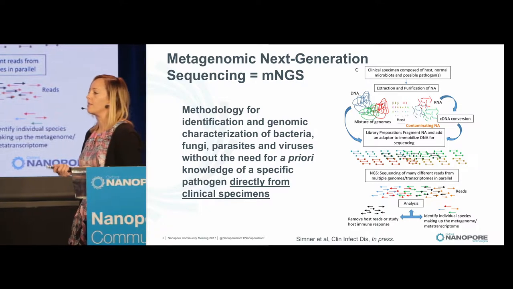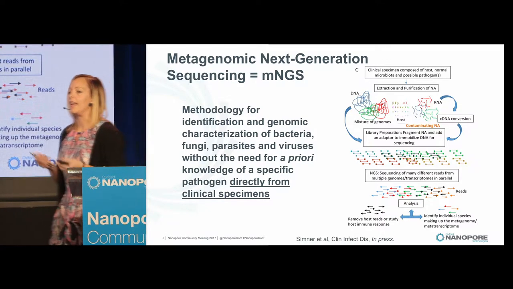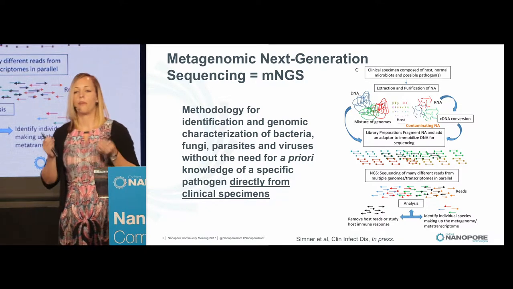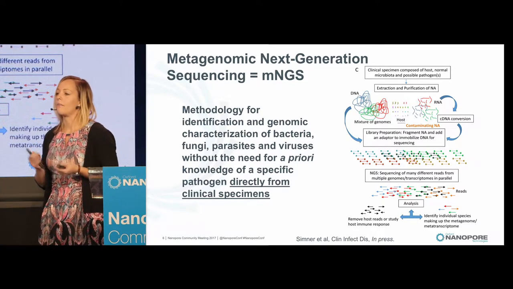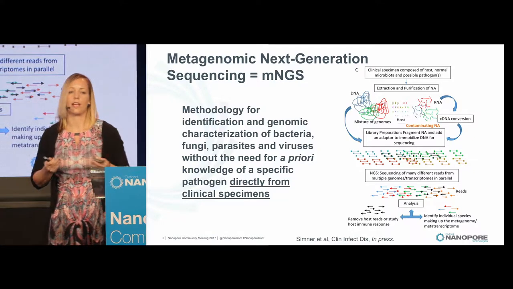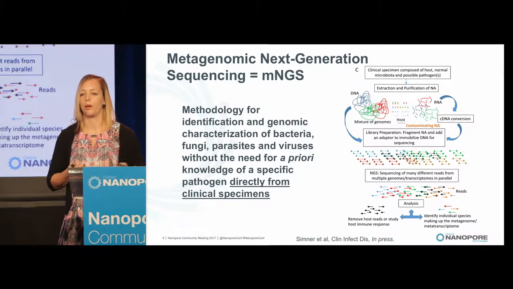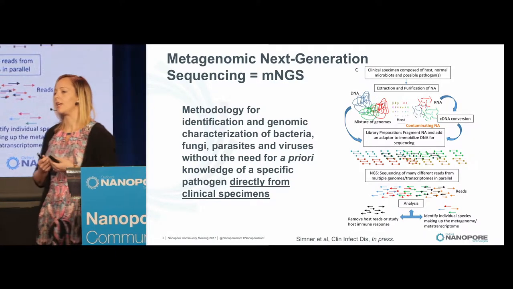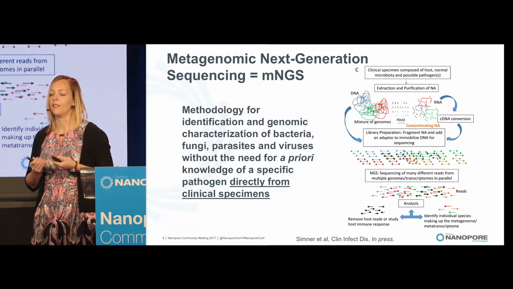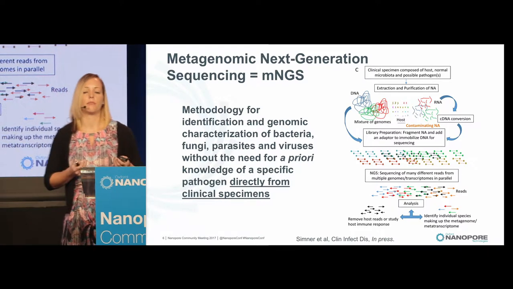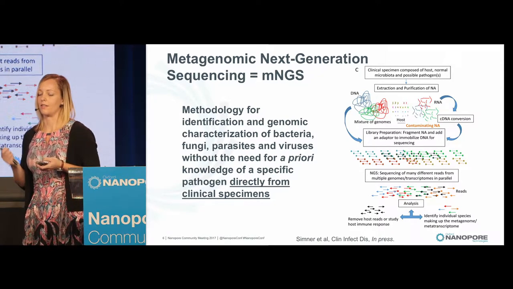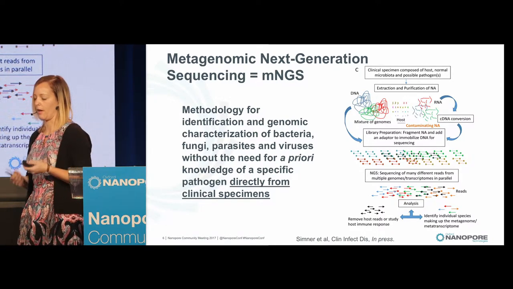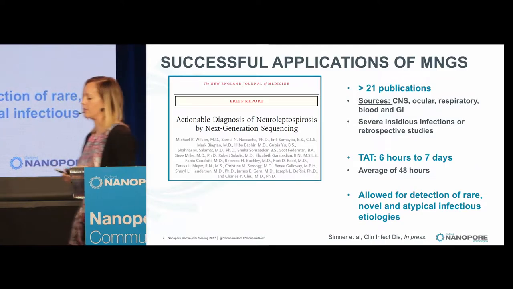And so what metagenomic next-gen sequencing does is that in a single modality that's hypothesis-free and culture-independent, we can overcome many of the limitations of current standard of care testing that we apply in the clinical microbiology lab, where right now physicians usually order a battery of tests to attempt to establish a diagnosis, where we could apply metagenomic next-gen sequencing, a single method, to attempt to achieve that diagnosis.